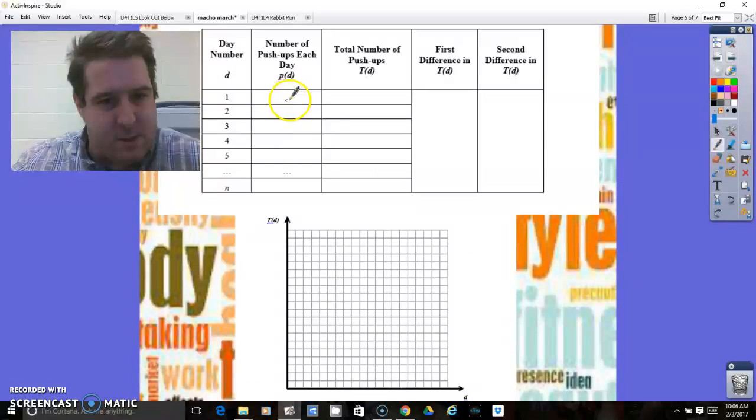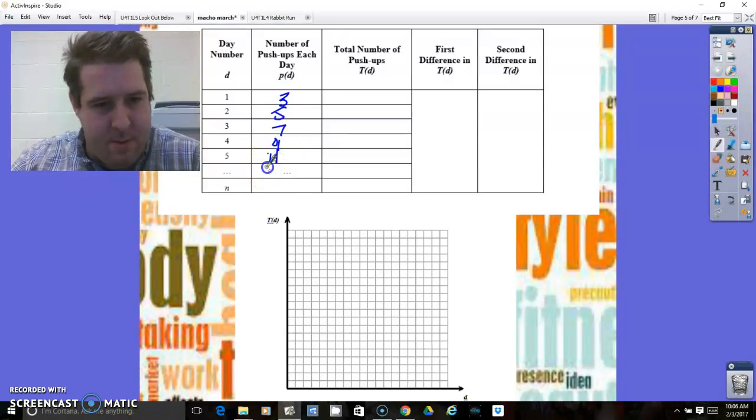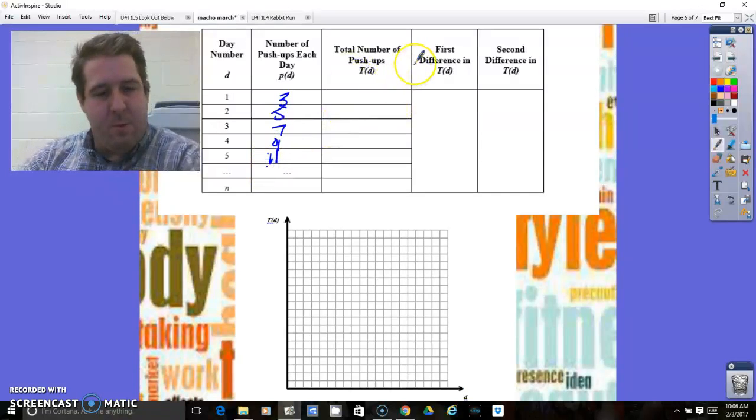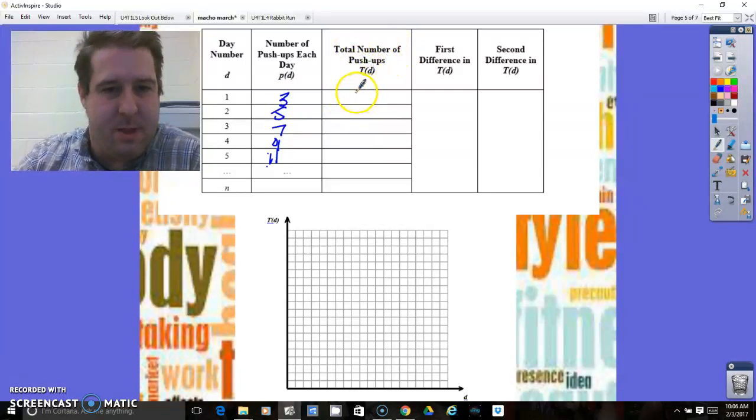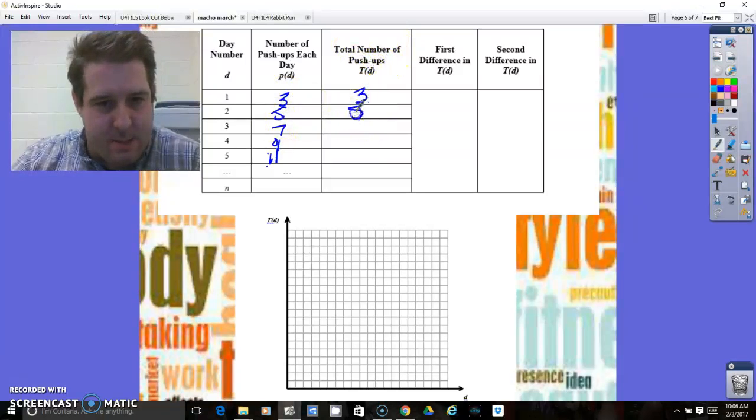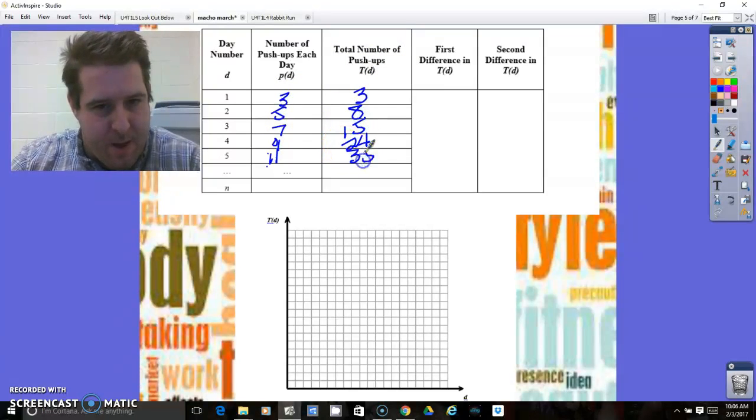All right, so then I'm going to put that into a table format. So we've got 3, 5, 7, 9, 11, and so forth. And then once again, as I mentioned earlier, I'm going to now take that linear pattern and turn it into a quadratic pattern by adding them, finding the total number of push-ups. Goes from 3 to 8 to 15 to 24 to 35.